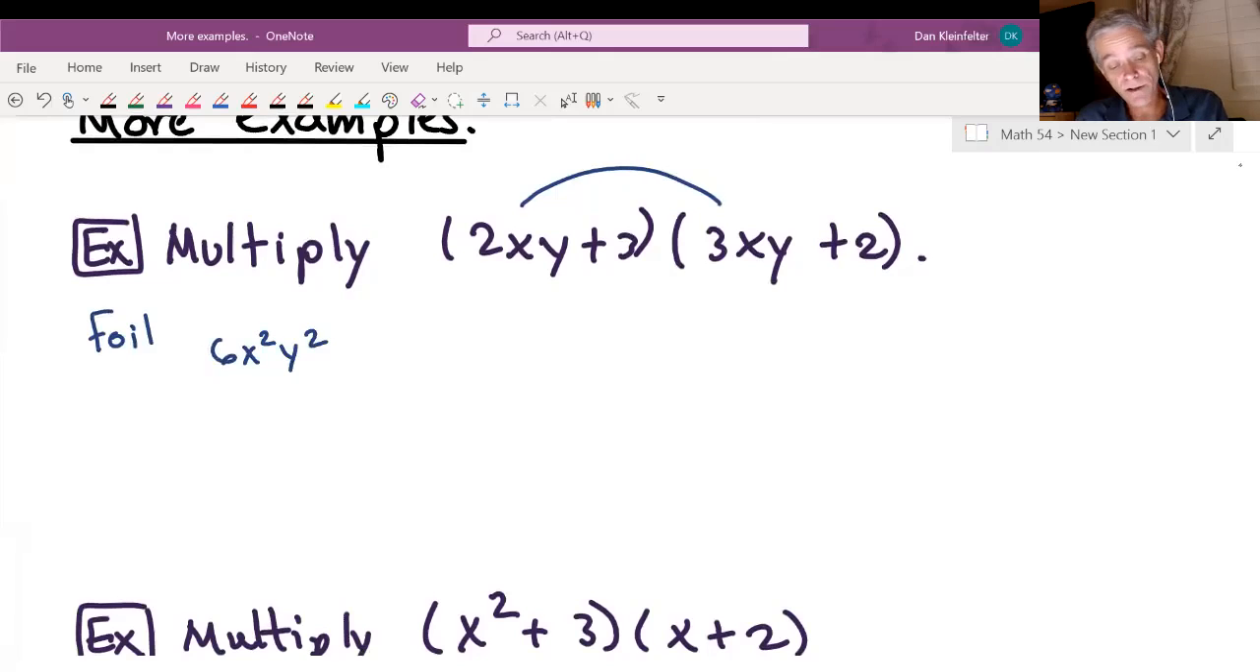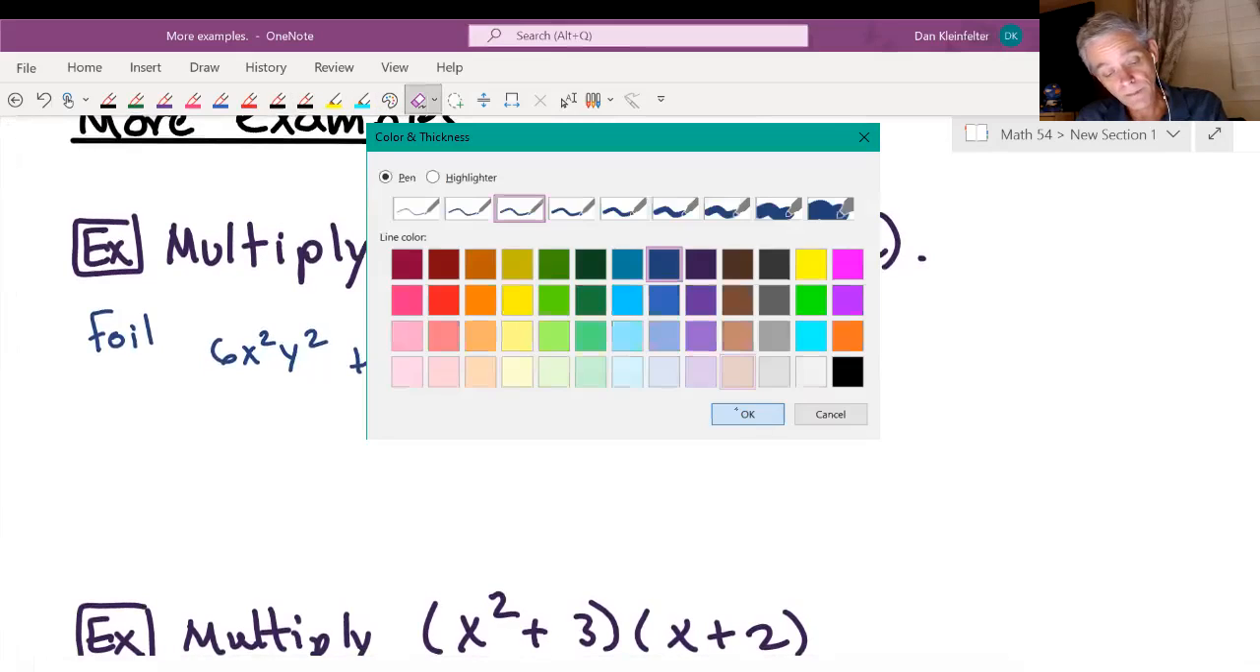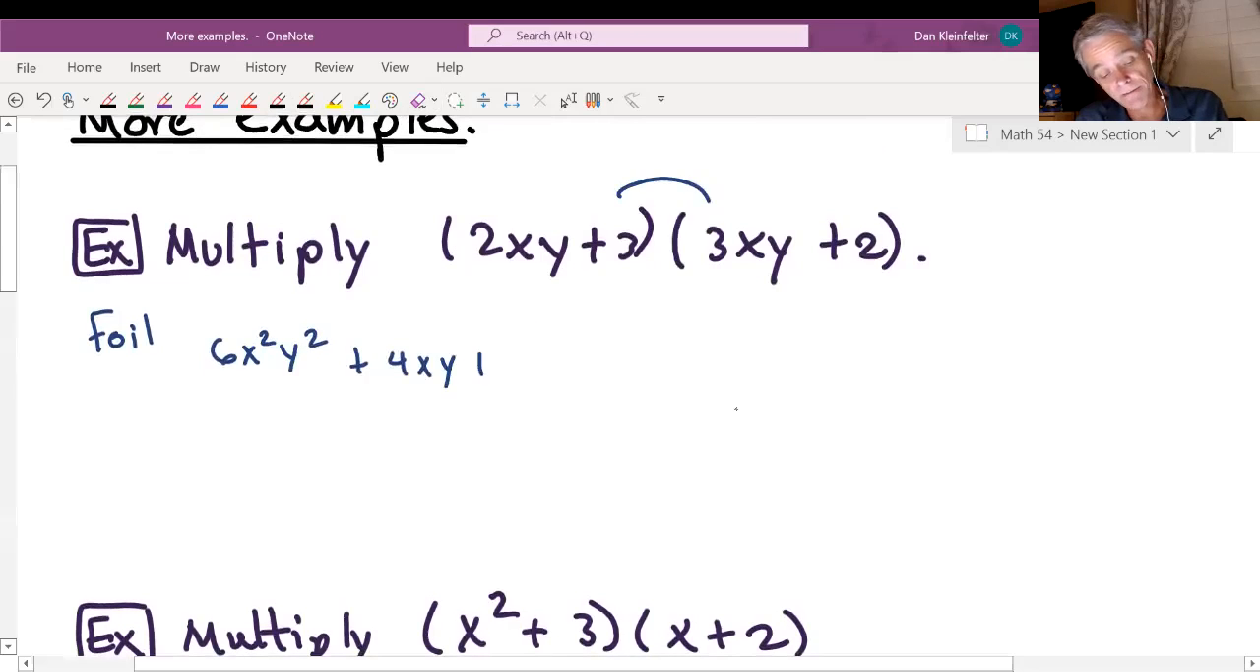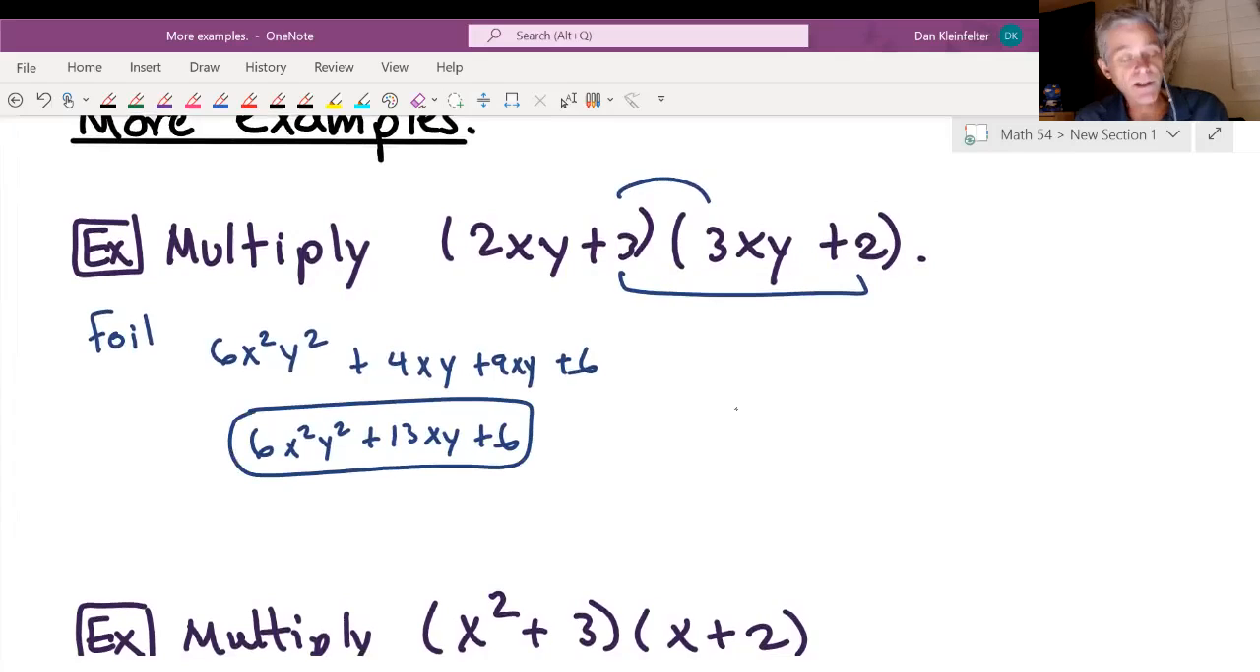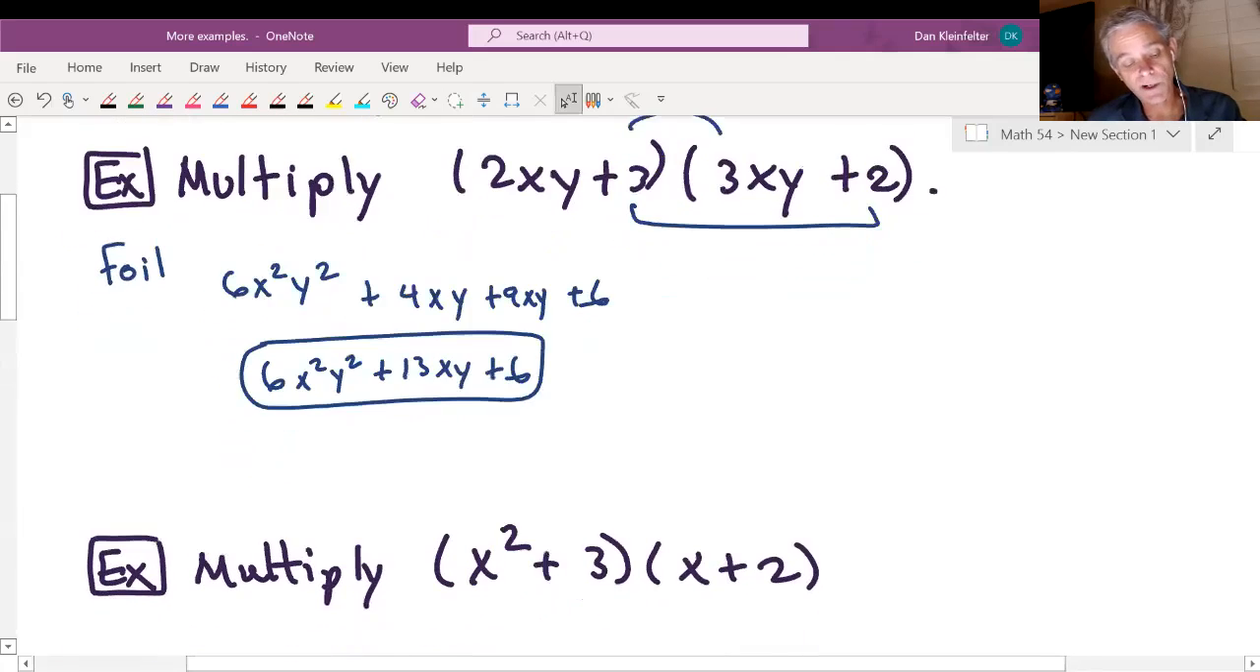And then outers, 2 times 2xy is 4xy. And now inners, that'll be 9xy. And then last, 3 times 2 is 6. So 6x squared y squared, 13xy, and 6. Okay, you can use one of the other methods to do this one as well.